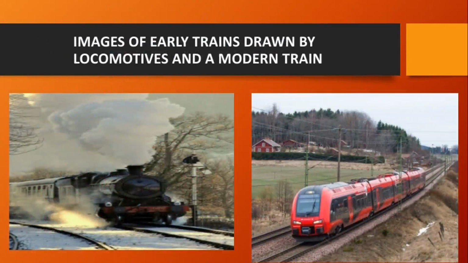Now, images of the early trains drawn by locomotives and a modern train. On the left, the image there is the olden trains, the trains built in the 18th century, that were powered by steam engine. You see that the smoke is not environmentally friendly, while the modern train is neat, environmentally friendly, and it's not burning a lot of fuel.